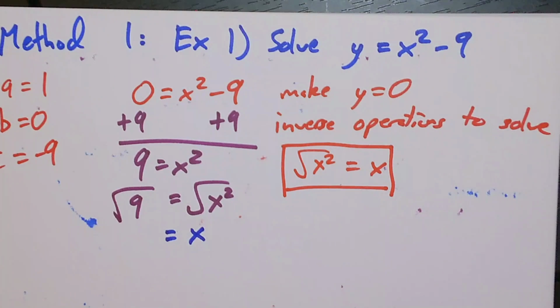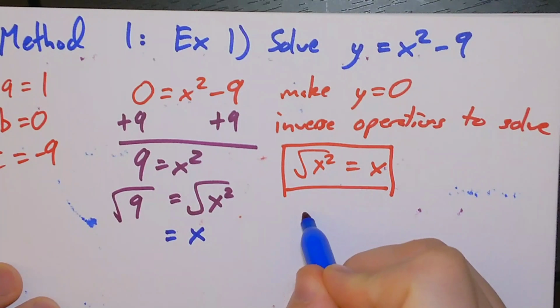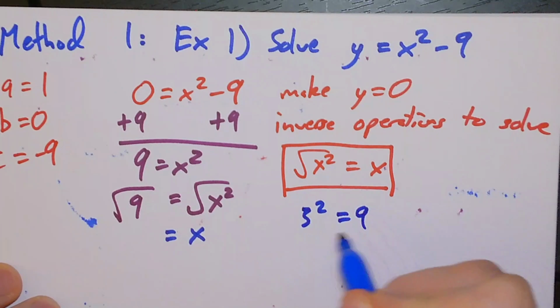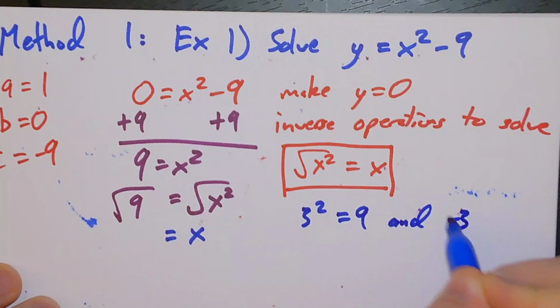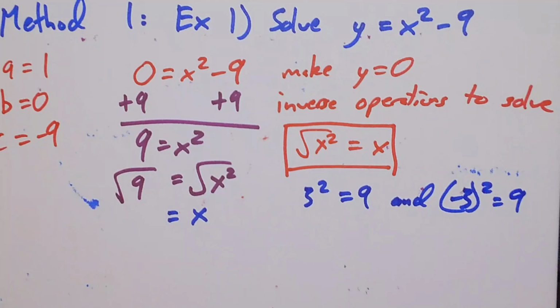The other thing that we need to remember is that when we take the square root of something, there are two things that multiply to make it, because 3 squared equals 9, and negative 3 squared equals 9. There is a faster way to write this. How can we write both positive 3, because 3 times 3 is 9, and negative 3 at the same time?